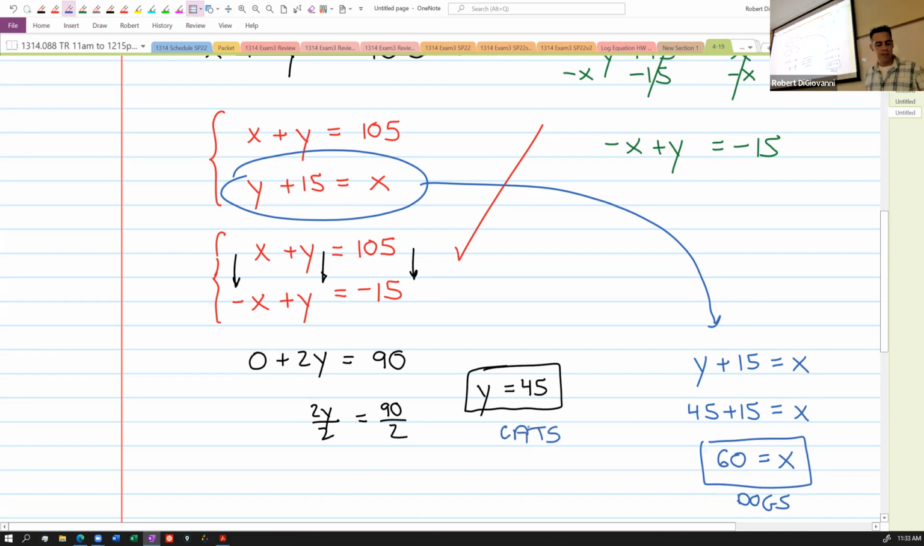We can check the answer. We can just think about it. How many animals are we supposed to have total? 105. Is this 105 when we put that together? Yes. We're supposed to have 15 more dogs than we have cats. And we have 60 dogs and 45 cats. So we have 15 more dogs than we have cats.